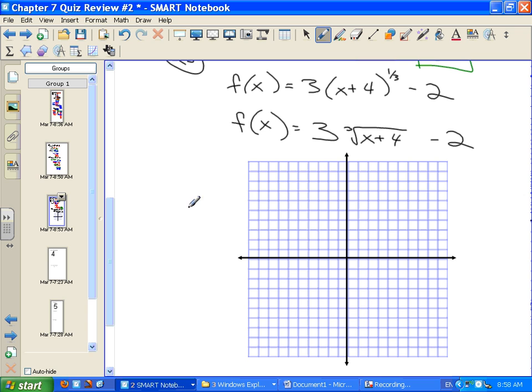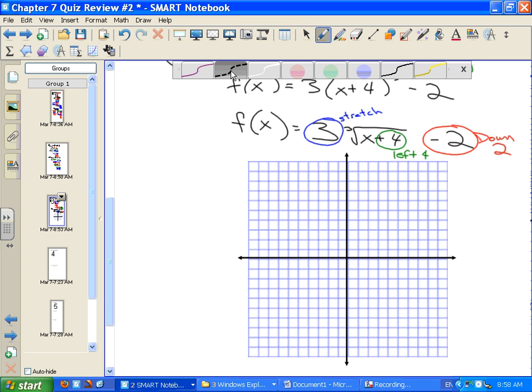Okay. So what does this -2 do to my graph? Down 2. That one's, okay, the 4 is left 4. Right, even though it looks like it should be right 4, it's really left 4. And the 3 we just talked about, stretch. Now, I don't think that these things need to be perfect. They are just going to be sketches. But your original graph looks like the one I heard some of you say when we first started.